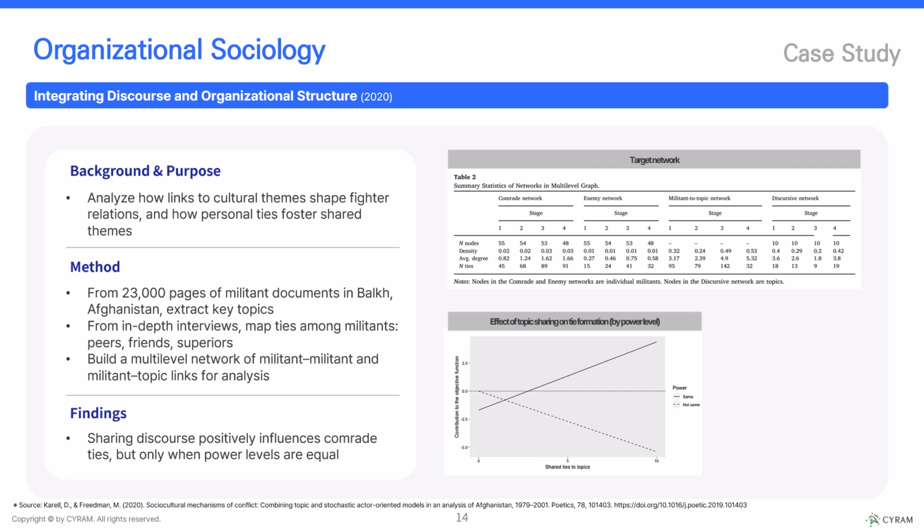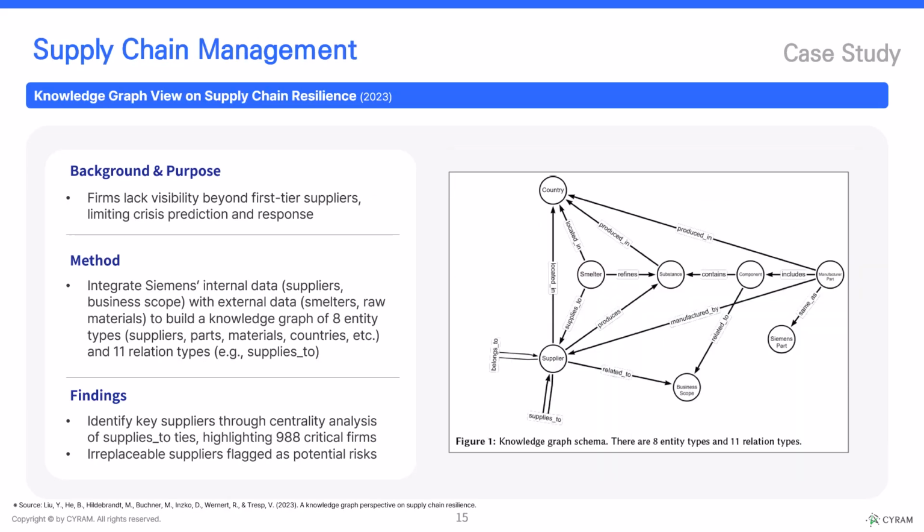This is the last example. Knowledge graphs were applied to supply chain resilience in this study. This isn't text-based, but is closer to an ontology-driven approach. Typically, big companies know their first-tier suppliers fairly well, but information becomes scarce when you move down to second- or third-tier partners, or even to raw materials. That lack of visibility makes it hard to predict risks or respond effectively in times of crisis.